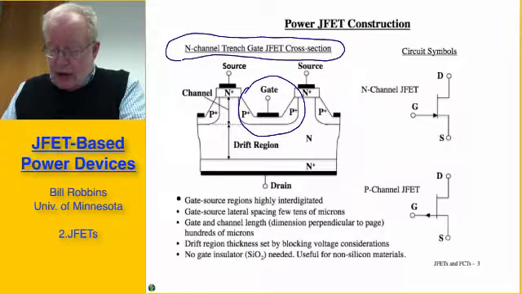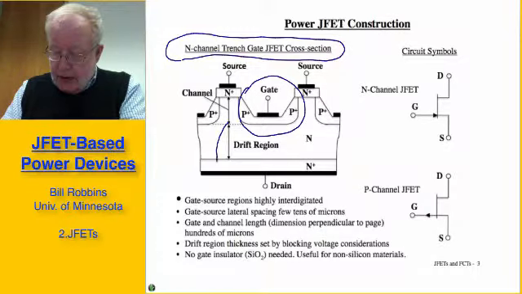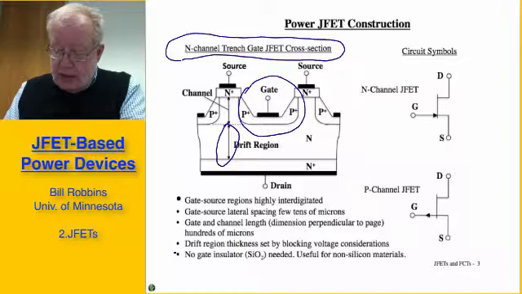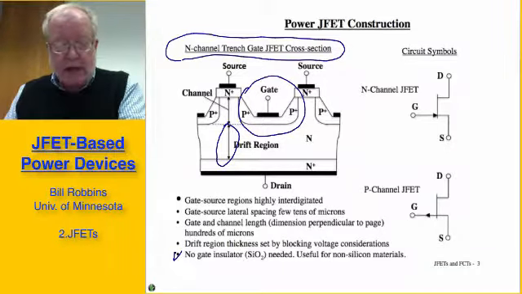The gate source regions are highly interdigitated. There are probably thousands on a given device. Typical spacings from one source to the adjacent source is a few tens of microns. The dimensions of the gate and channel perpendicular to the page are hundreds of microns. The drift region thickness, in particular right here, is determined by the breakdown voltage rating that the device is designed to have. And again, I'll call your attention to the fact that there is no gate insulator needed for this device.